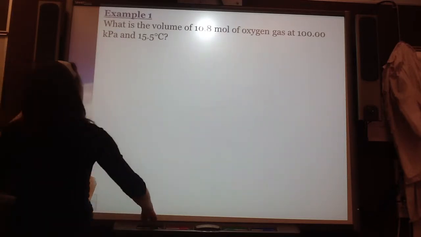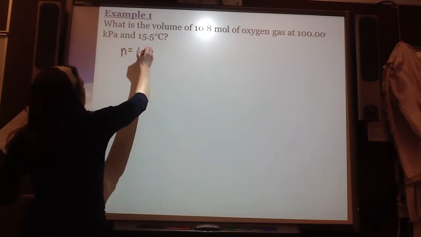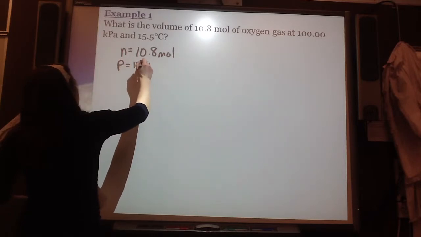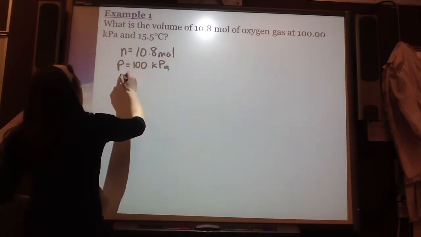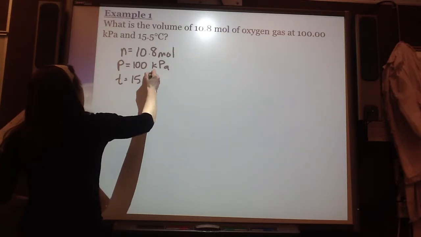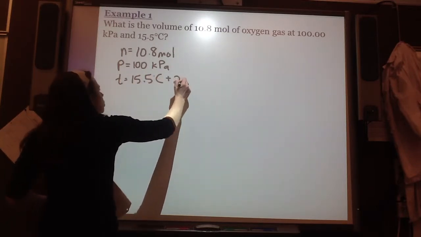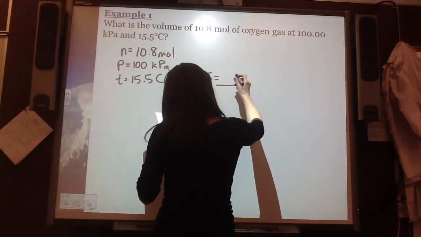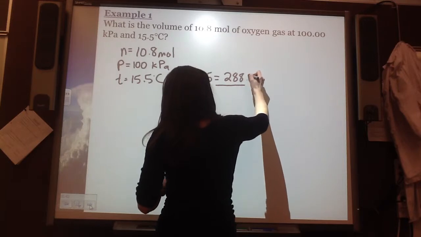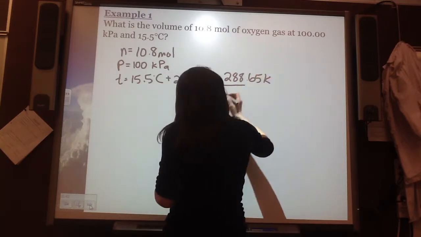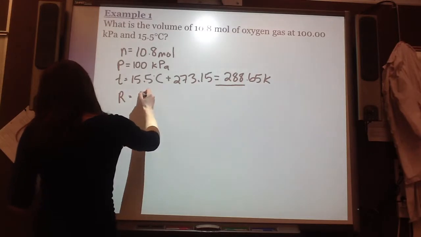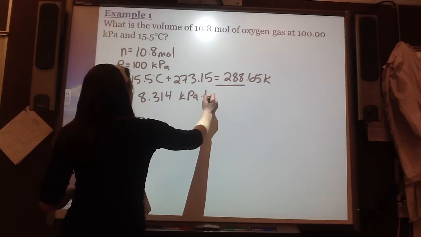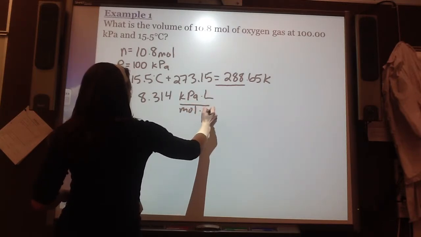So let's write out what we know. We know we have 10.8 moles. We know our pressure is 100 kPa. We know our little t is 15.5, but we're going to add 273.15 to get Kelvin. So now we have 288.65 Kelvin. And our R is equal to 8.314 kilopascals times liters over moles times Kelvin.